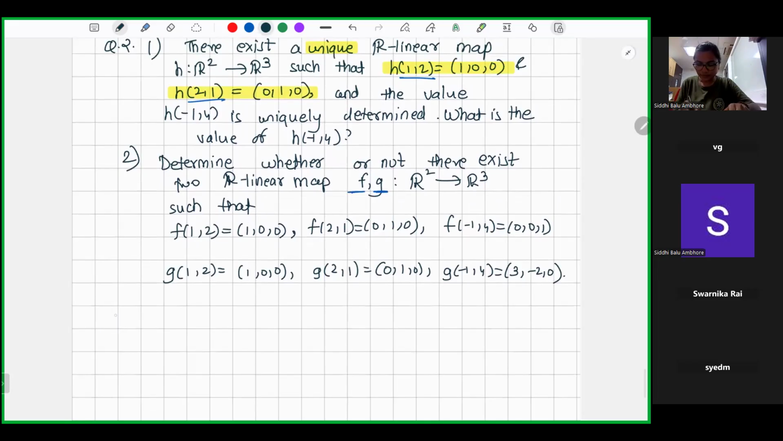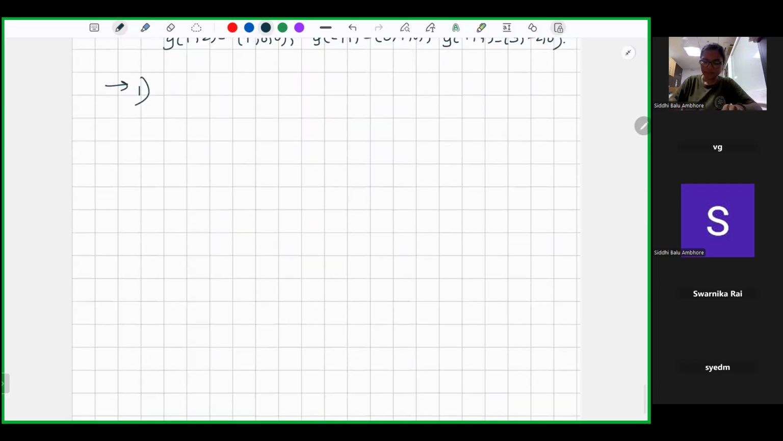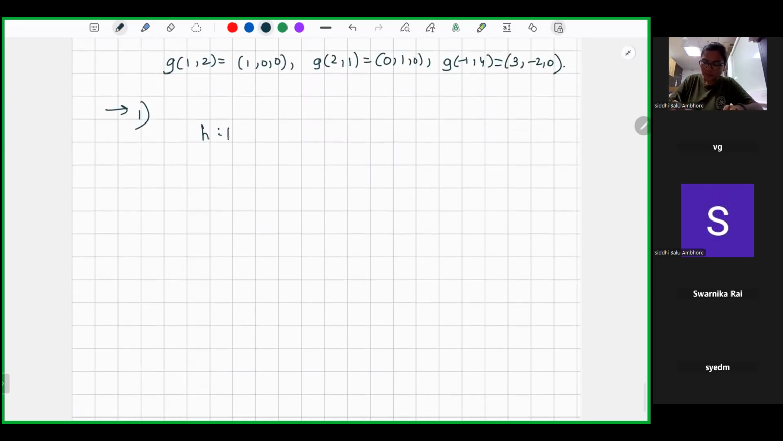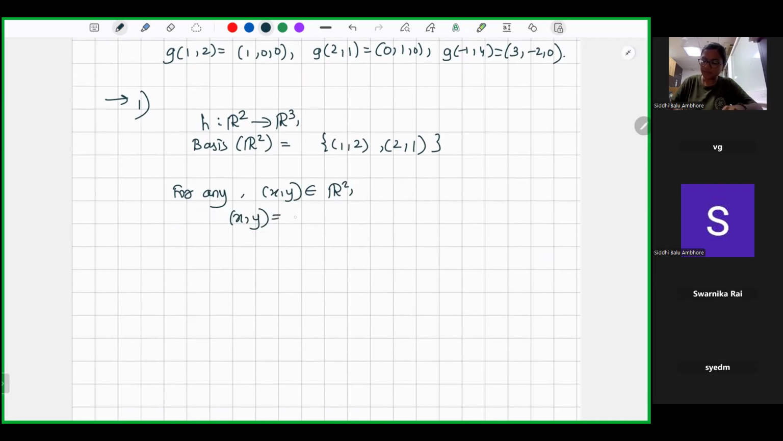So see that for the first one, since h is from R2 to R3, and a basis of R2 is (1, 2), (2, 1), and for any (x, y) in R2, we know that (x, y) will be some a times (1, 2) plus b times (2, 1), right?